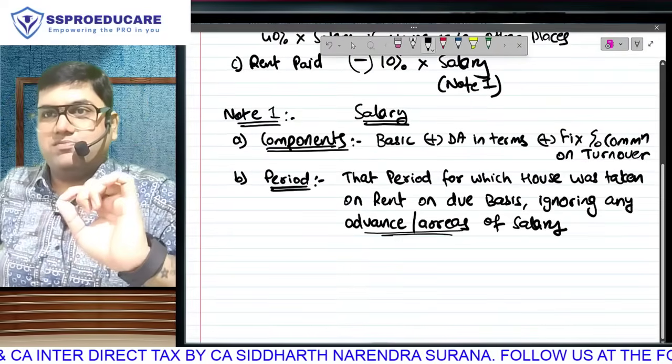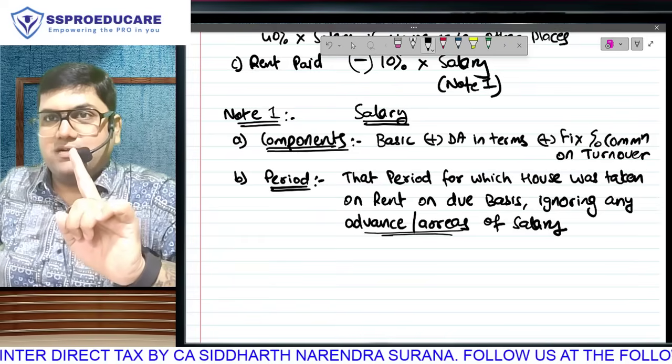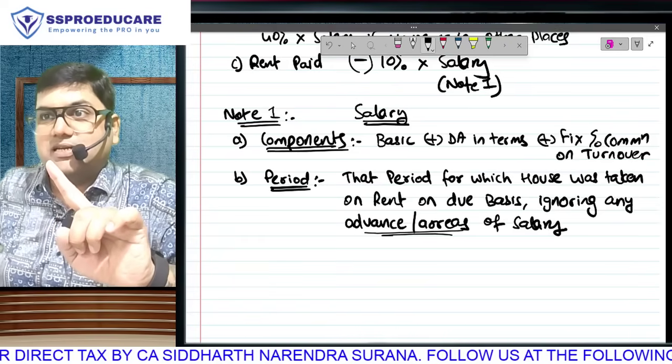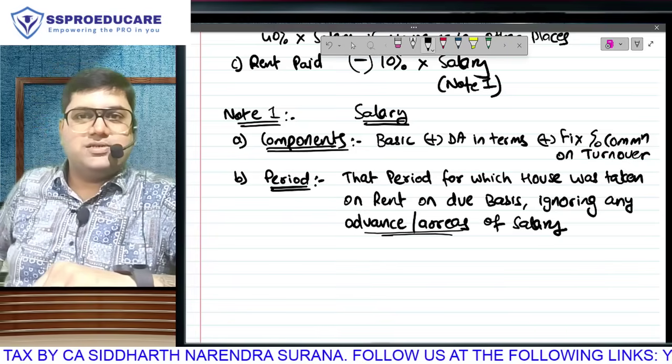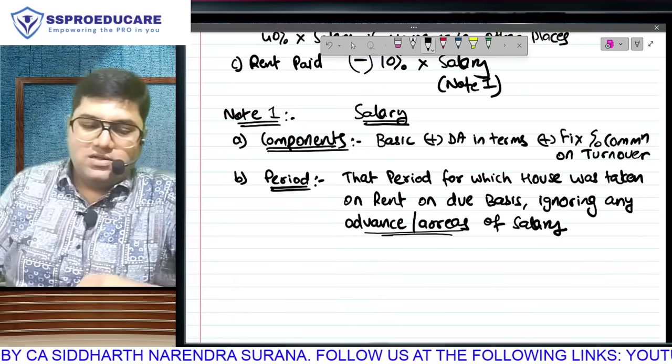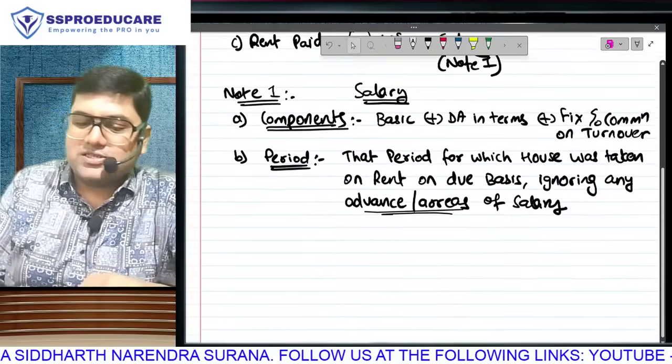One more clarification, because some people gave the wrong answer. Is advance salary included in taxable salary? Yes, but it won't be included in this calculation of HRA exemption. Is that clear? So that was your note 1, with which the calculation part is over.